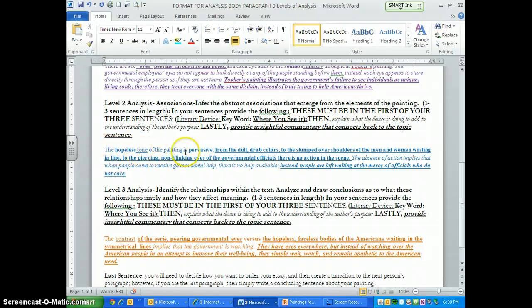The hopeless tone of the painting is pervasive. From the dull drab colors to the slumped over shoulders of the men and women waiting in line to the piercing, non-blinking eyes of the government officials, there is no action in the scene. Okay, so I did that.